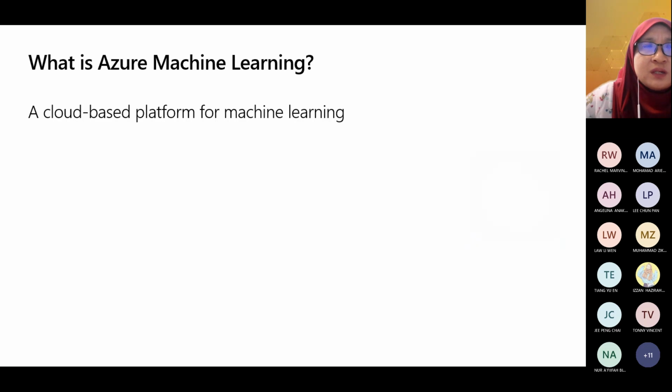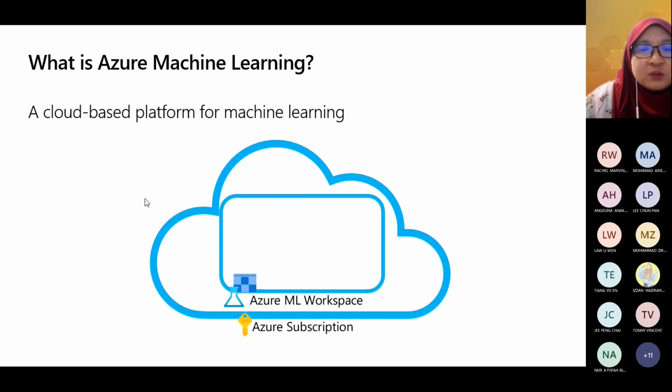Then you have Azure Machine Learning. In the Azure portal there is also Machine Learning, a cloud-based platform for machine learning. To use Azure Machine Learning, you need to subscribe. Hopefully all of you have successfully subscribed to this Azure subscription. In that subscription, you create an Azure Machine Learning workspace. A workspace is a logical container for the resources you need to manage machine learning.